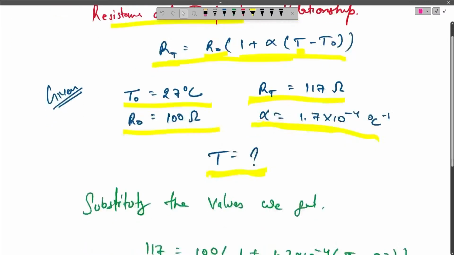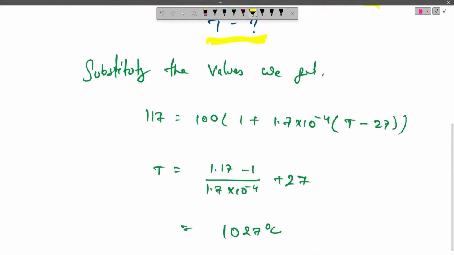Now substituting the values, we will get T equals 1027 degrees centigrade. That is the final temperature at which the resistance was 117 ohm: 1027 degrees centigrade. Thank you.